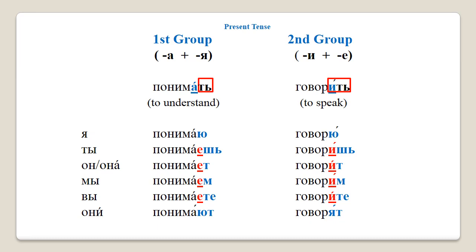I speak becomes я говорю. You speak becomes ты говоришь. He, she speaks becomes он, она говорит. We speak becomes мы говорим. You speak becomes вы говорите. And lastly, they speak becomes они говорят.